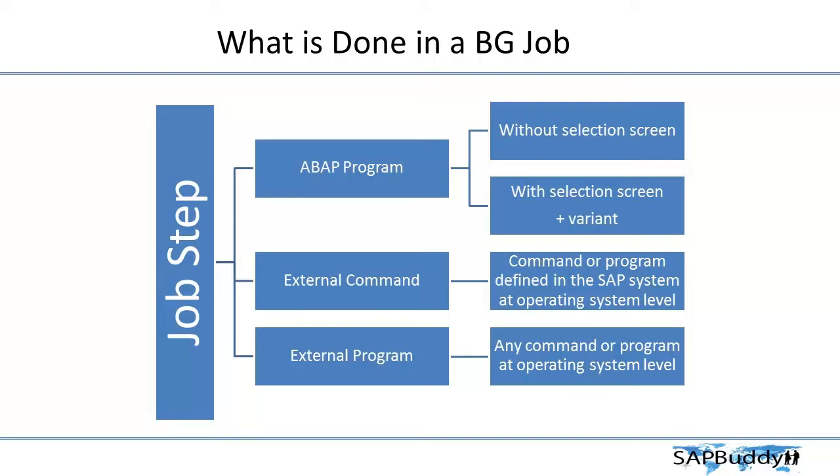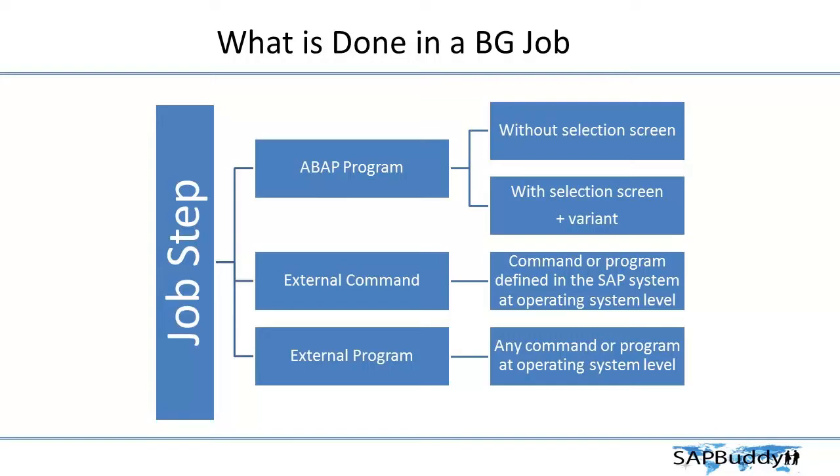The second category is with selection screen. Let's say this program has a selection screen. When you run the program, you need to input some values. So when you run it in the background, how do we handle that? How do we input these values? That is by creating variants. Once you create these variants, they can be used as an input for this program. Then you can execute this as a background job.